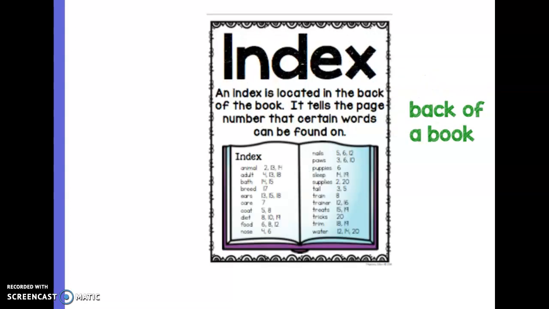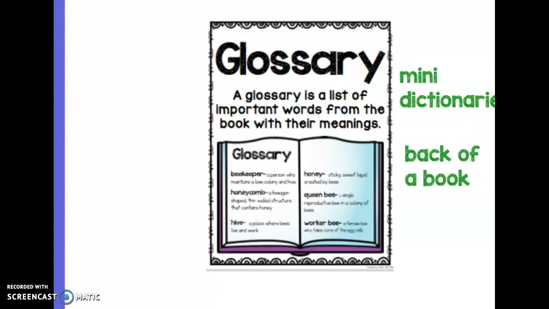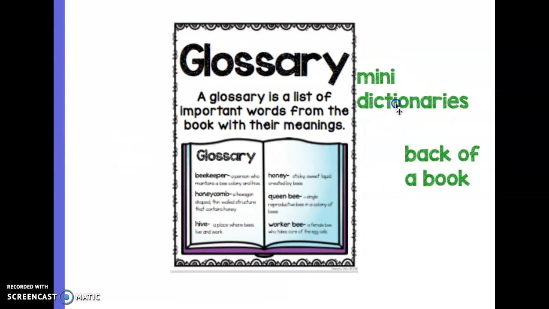Just like the index, the next text feature that we're going to talk about is also located at the back of a book. This text feature is called a glossary. I like to think of glossaries as mini dictionaries, and remember, they are in the back of a book. A glossary is a list of important words from the book with their meanings. The words are usually organized in ABC order, and they will have their definition right next to them. That's why I think that they're kind of like mini dictionaries.